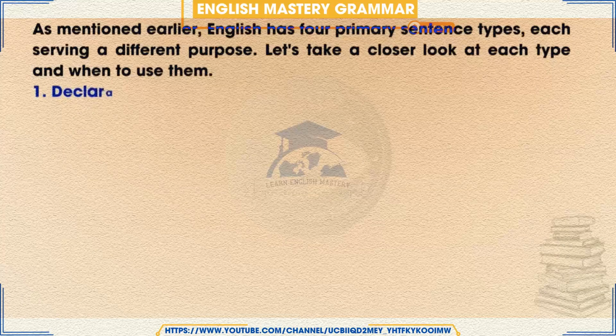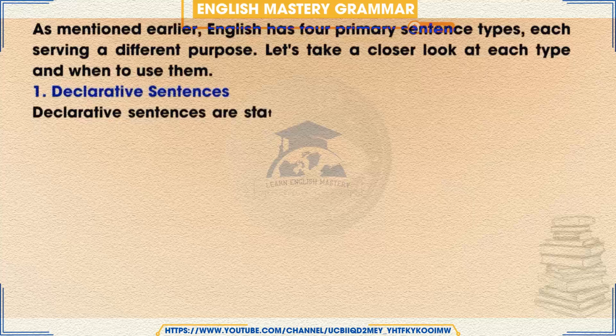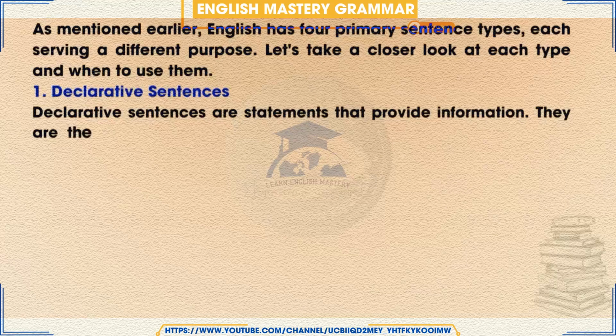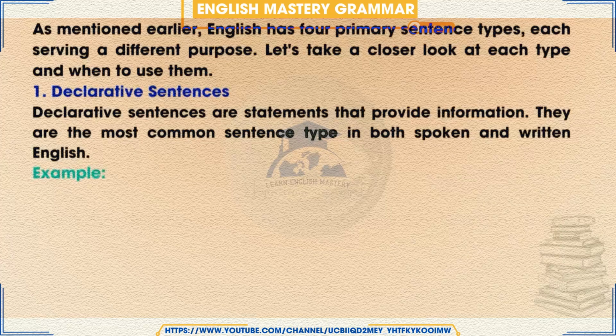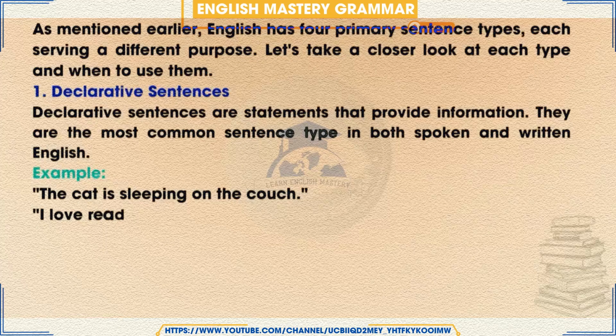1. Declarative sentences. Declarative sentences are statements that provide information. They are the most common sentence type in both spoken and written English. Example: The cat is sleeping on the couch.